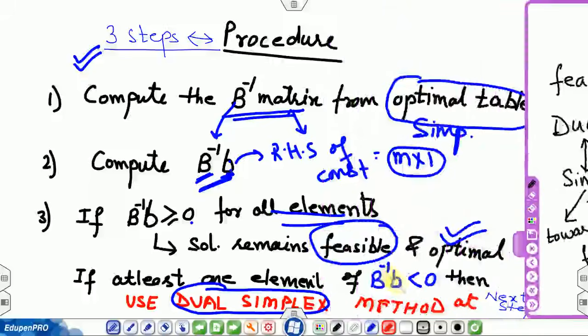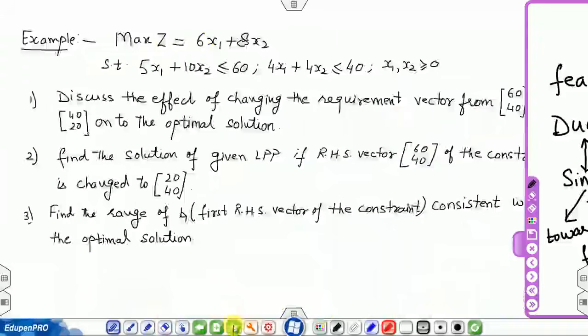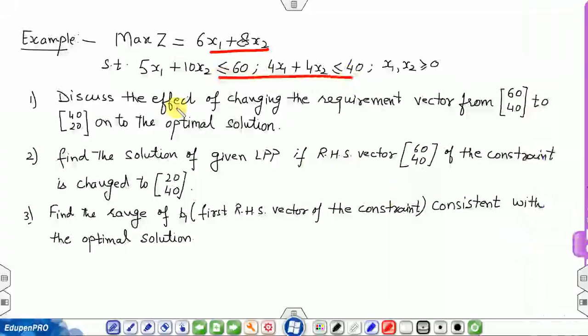So when at least one of the elements is less than 0, then you move to the dual simplex. I will explain it in the next example. Say for example, a very simple example: consider any LPP problem, that is maximization of this, subject to some constraints. What will happen to the solution?